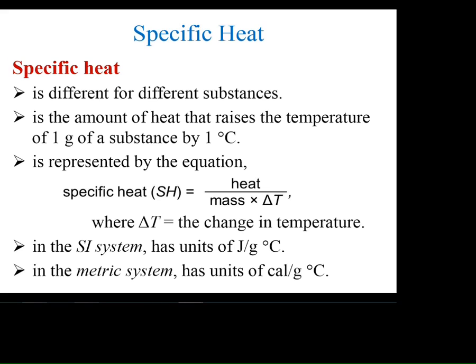But anyway, the units then are going to be heat over mass times temperature. So something like joules over grams times Celsius, or calories over grams times Celsius. That'll be your units, because how much heat do you have to put in to raise the temperature of this thing? So joules per gram Celsius or calories per gram Celsius?